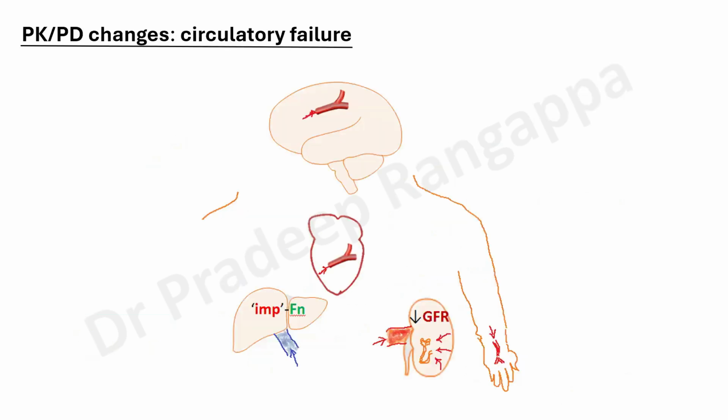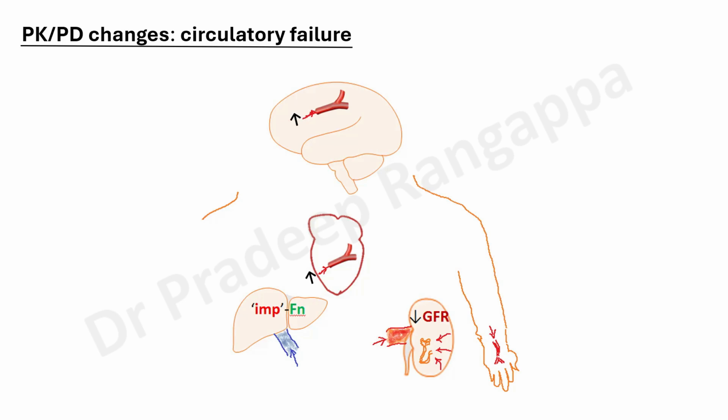So in circulatory failure, when someone is in hypovolemic shock or septic shock, one needs to bear in mind that the blood flow to two organs tends to increase, which is the cerebral blood flow and the cardiovascular blood flow.